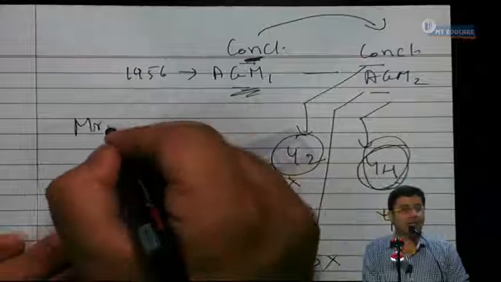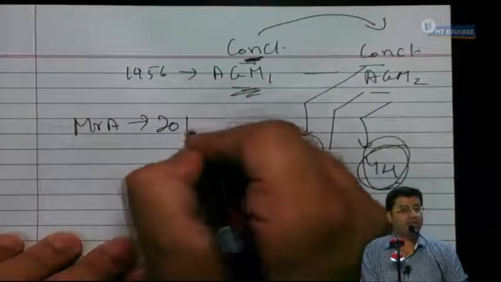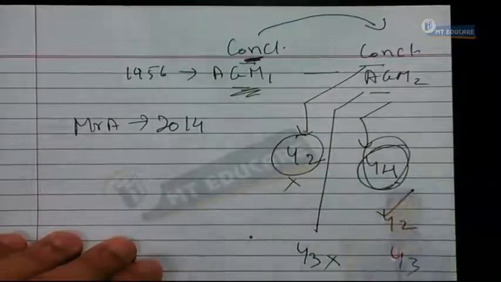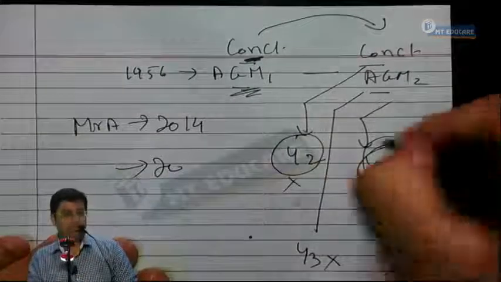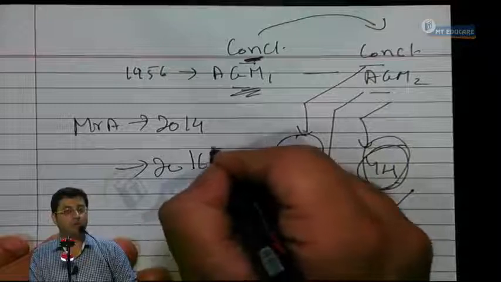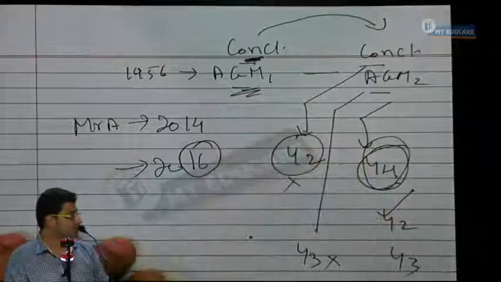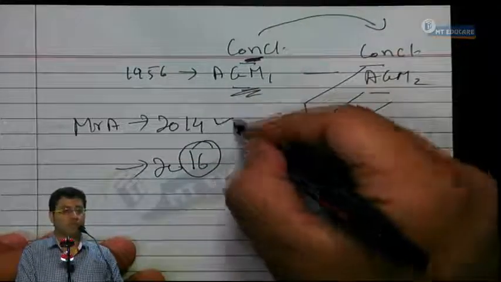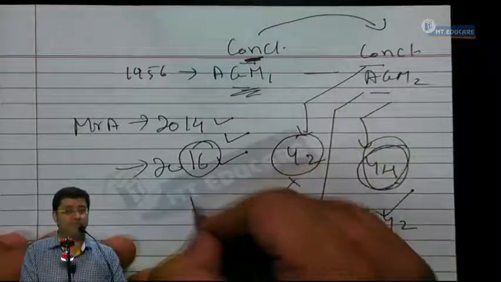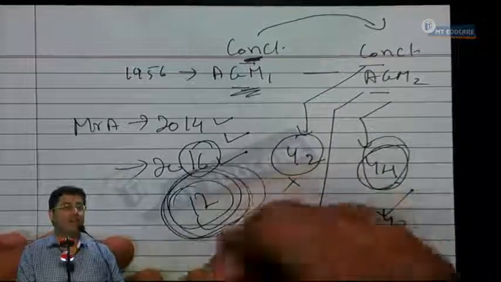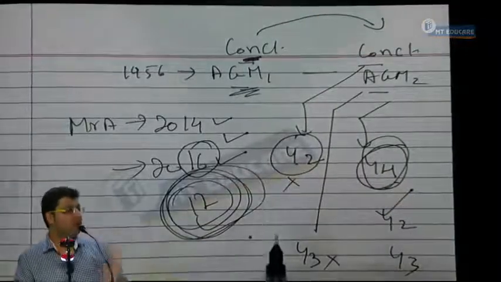So if Mr. A was appointed as an auditor in the AGM of 2014, for the year 2014, then his tenure will be concluded, according to this example which I gave you, not in 2014, but in 2016. Because in 2015 they did not keep an AGM, in 2016 also they did not keep an AGM. In fact, in 2017 he will be resuming from the office. That means he'll go out from the office.